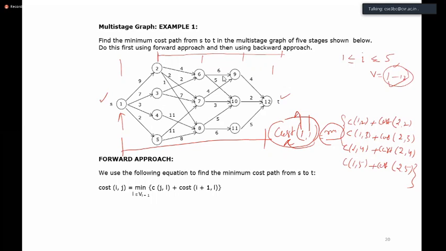Very clear? But what is c of 1 comma 2? Small c represents the edge cost. So c of 1 comma 2 is 9, c of 1 comma 3 is 7, c of 1 comma 4 is 3, and c of 1 comma 5 is 2. Now what about these other values?